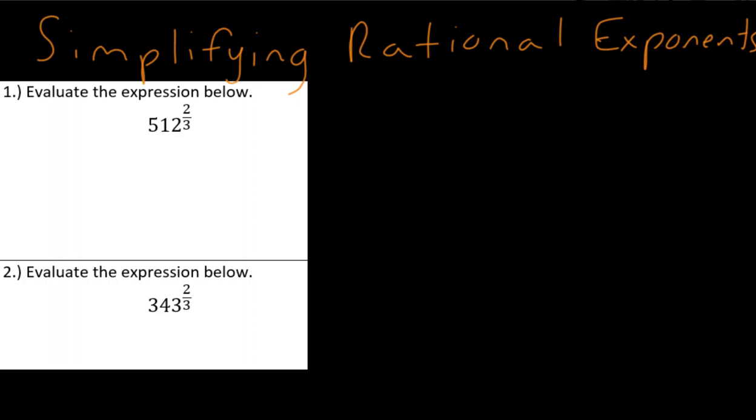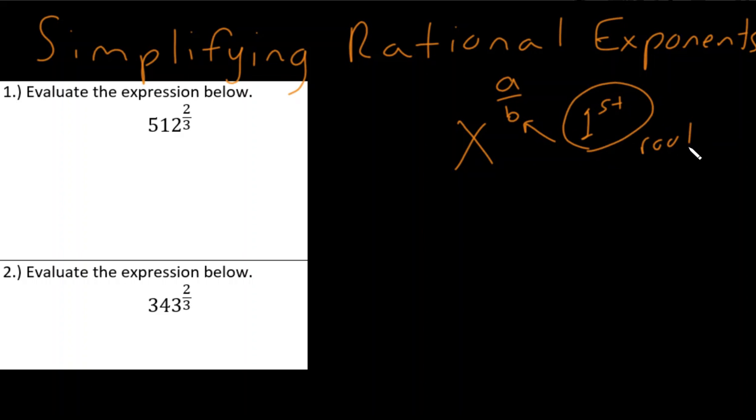So the first thing I'd like for you to do is write this little rule over here. I want you to write x to the a over b. Whenever you have any sort of number raised up to a rational exponent, aka a fraction, you always want to take a look at the denominator first. So I'm going to put the number 1 here, we'll say first. And whatever the denominator is, that's actually the root, okay?